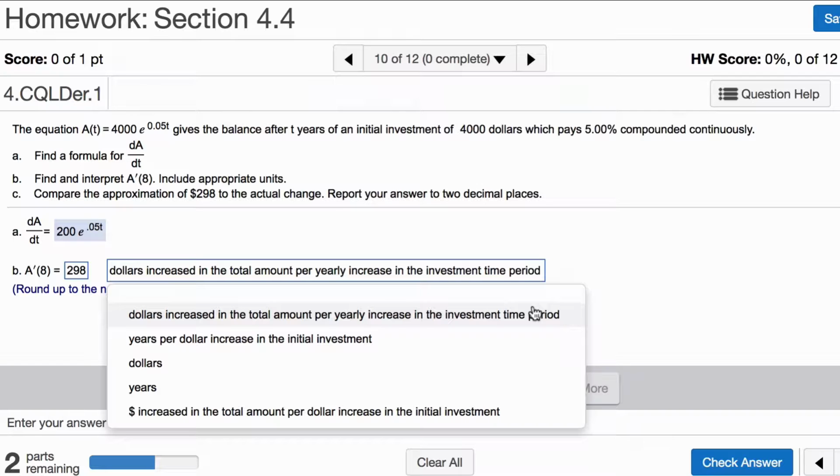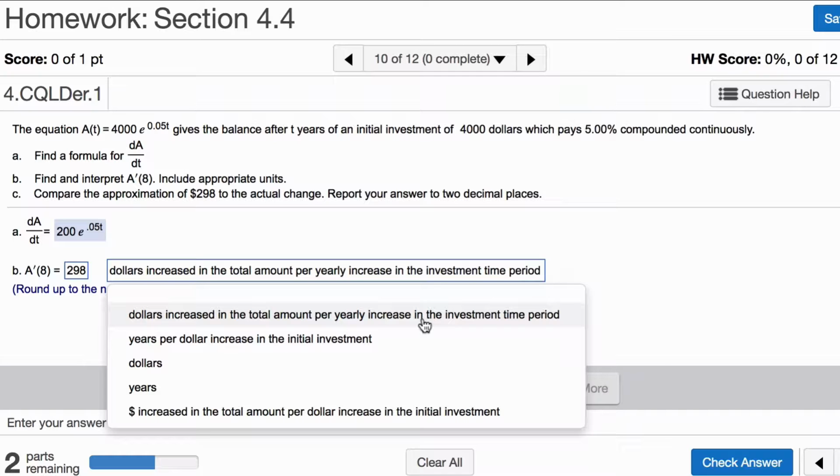Remember, the derivative is the rate, so something is changing per something, okay? So it's definitely not just dollars, and it's not just year. It's not the time that's changing. We do know it's dollars changing, so it's definitely between the first choice and the second choice. But let's read them carefully. So dollars increased in the total amount per yearly increase in the investment period.